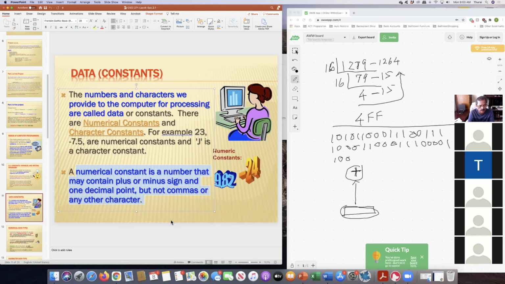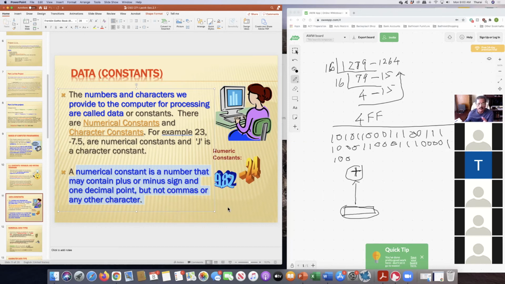A numerical constant can have a plus or minus sign in the front. They have to be in the front. And the decimal point can be there. So other than the numbers themselves, the only other characters allowed within a numerical constant will be the plus or minus at the beginning and a decimal point somewhere. That's it. No comma can be used. No other character can be used in a numerical constant.